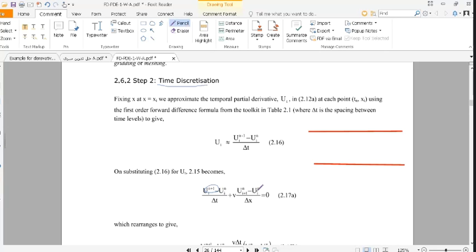This formula is based on Tn and Tn plus 1, okay? In this formula we have n and n plus 1. If we have the information at Tn, we can obtain the value of u at Tn plus 1.